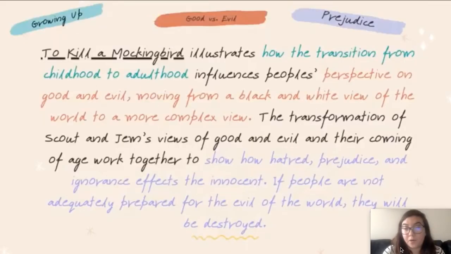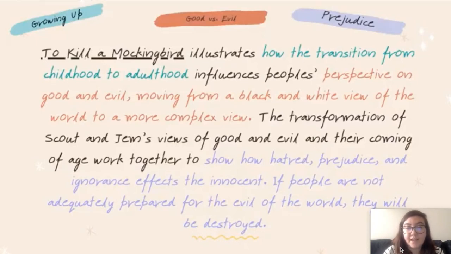To Kill a Mockingbird illustrates how the transition from childhood to adulthood influences people's perspective on good and evil, moving from a black and white view of the world to a more complex view. The transformation of Scout and Jem's views of good and evil and their coming of age work together to show how hatred, prejudice, and ignorance affects the innocent. If people are not adequately prepared for the evil of the world, they will be destroyed.